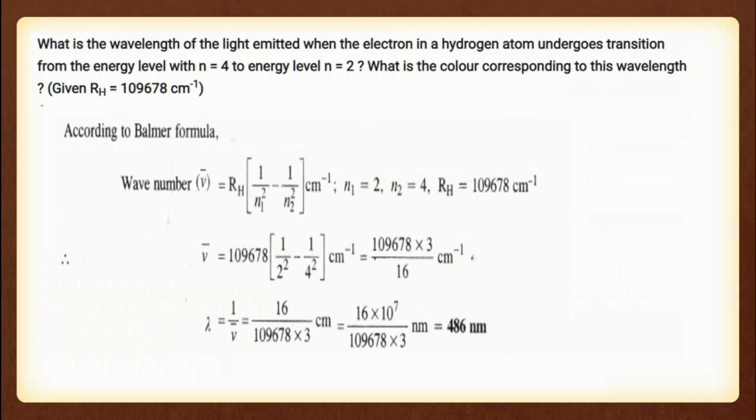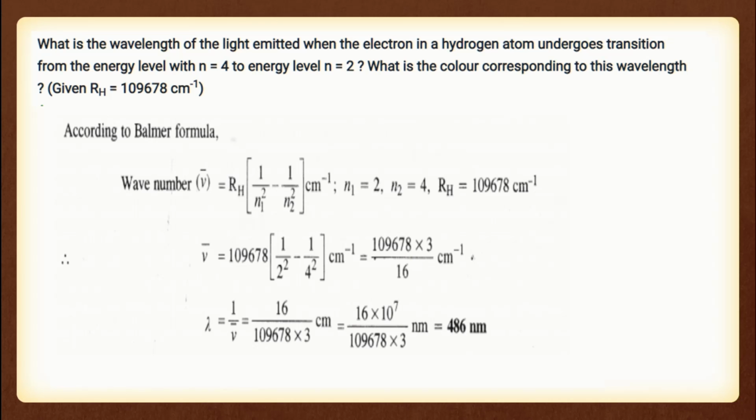The first question is, what is the wavelength of light emitted when the electron in a hydrogen atom undergoes transition from energy level with n is equal to 4 to energy level n is equal to 2? What is the color corresponding to this wavelength given RH is equal to 109678 centimeter inverse?